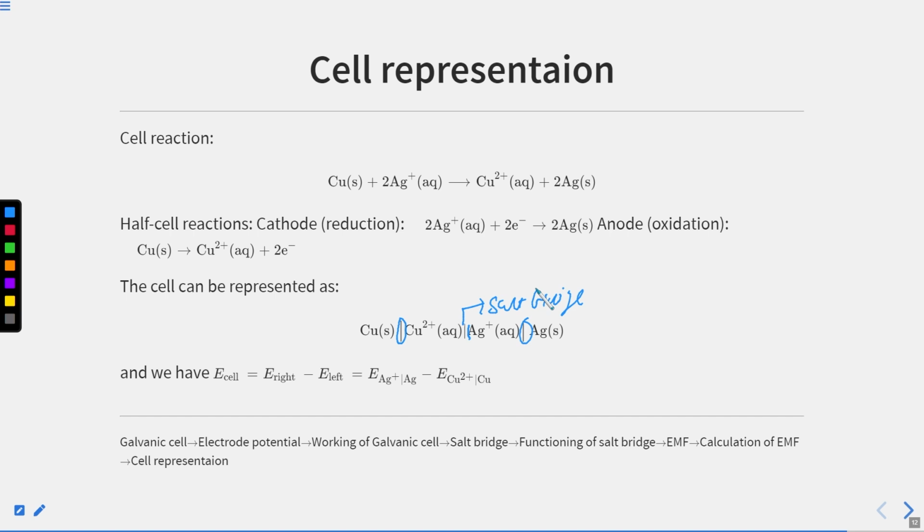So in this way, we have to represent our cell. If you want, you can practice some examples of calculation of cell potential. It will be more beneficial for you because it comes in handy with practice only. Without practice, it is difficult to control physical chemistry.